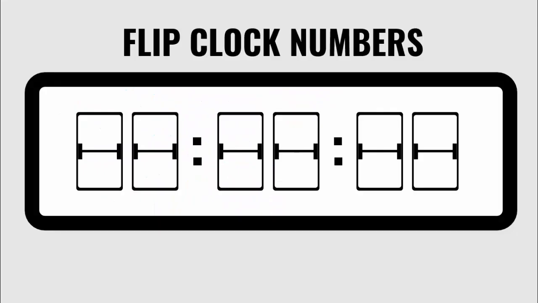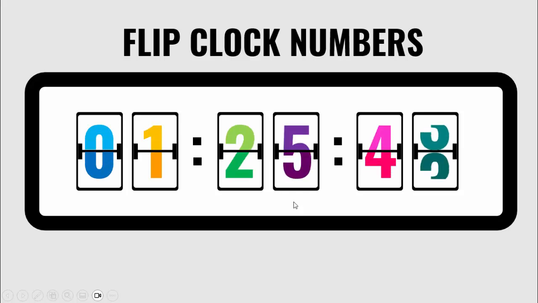In today's tutorial, I'm going to show you how to create a flip clock number slide in PowerPoint. As you can see here, I've created this kind of a clock where you can see the hours, the minutes and the seconds. When I click, it will show the numbers in this particular way. I have created one more slide where it will change the numbers using the morph transition.